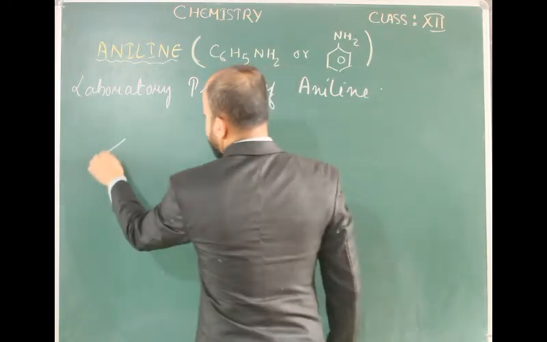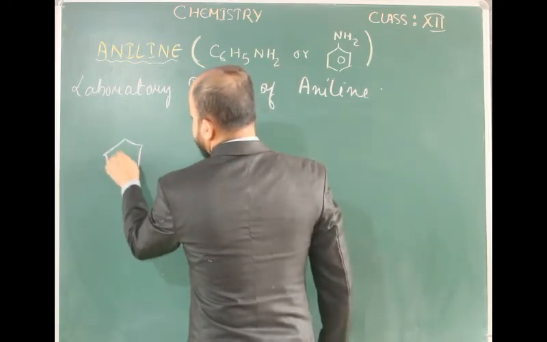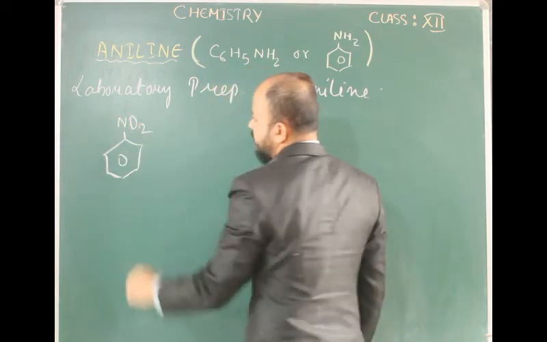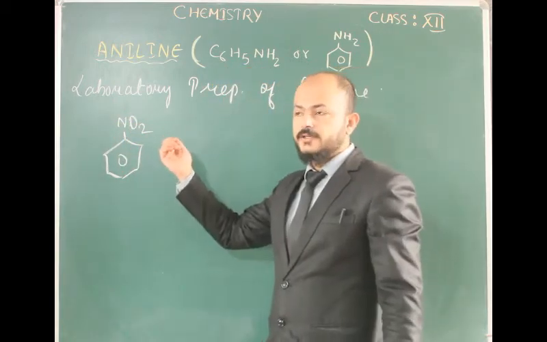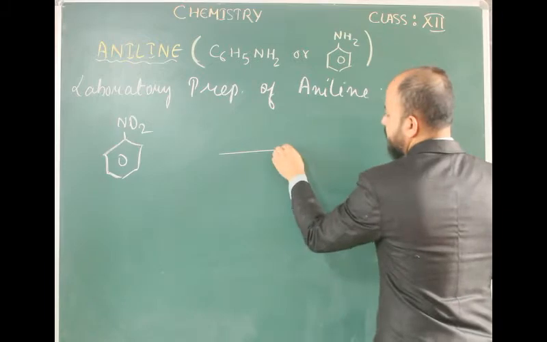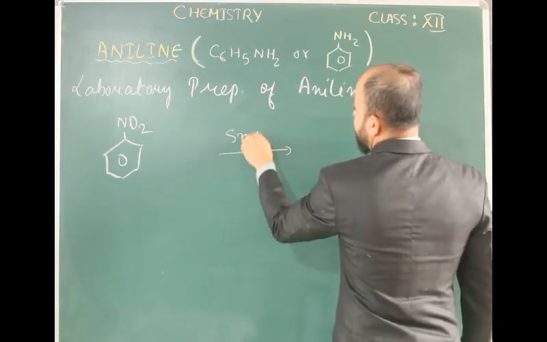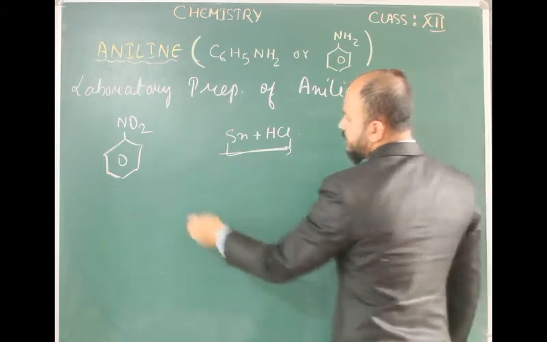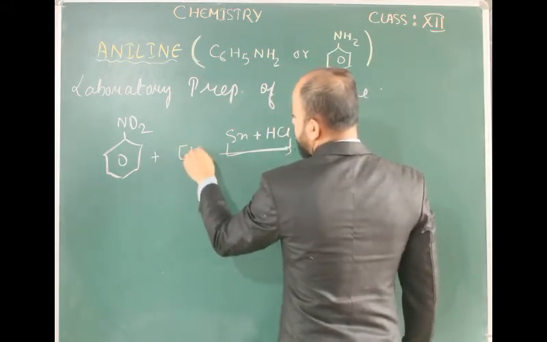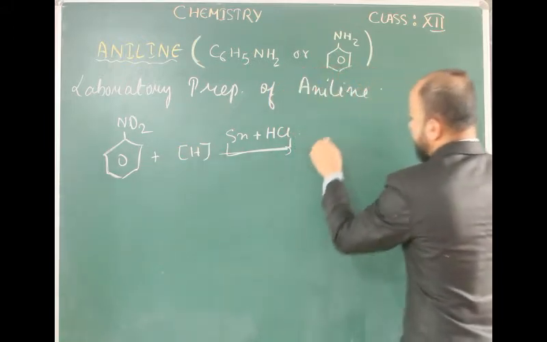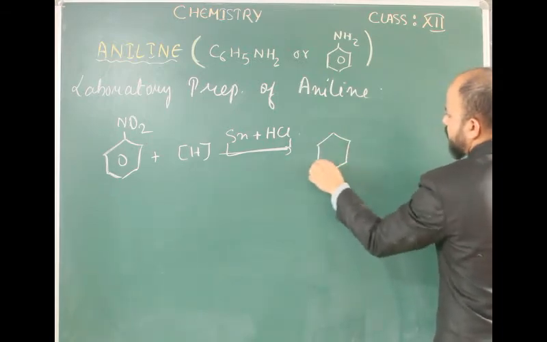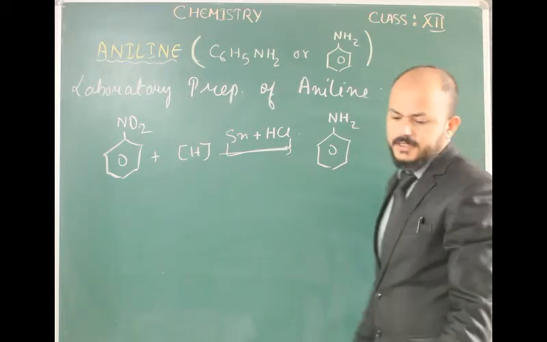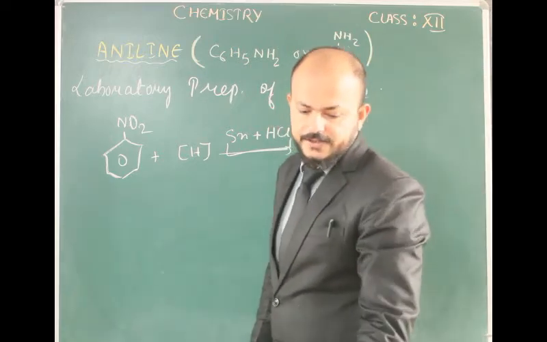As you know, the chemical structure of nitrobenzene is NO2 on the benzene ring. Whenever it is reduced in the presence of tin and HCl, this is the reducing condition, you have to remember. Nascent hydrogen will be produced, and as a result you will be getting aniline after the reaction.